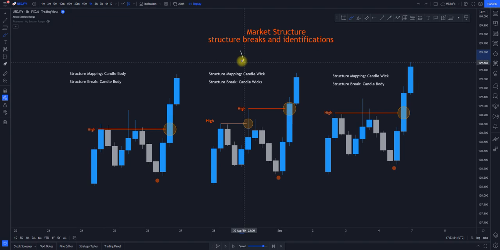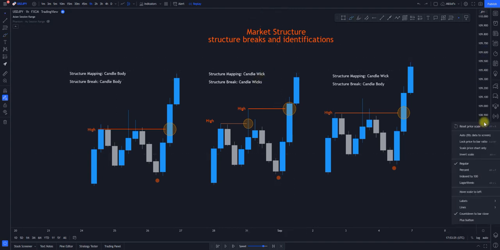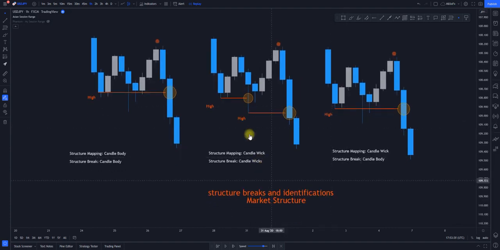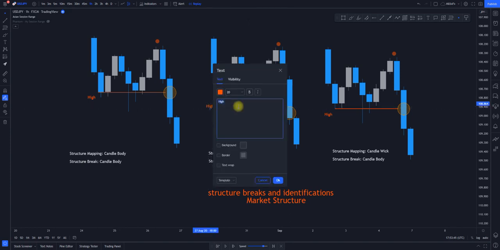So basically this was the buy side, I didn't indicate, right? So this was the buy side when it comes to structure mapping, right? And now we are going to the sell side when it comes to structure mapping. Let me just invert this real quick. So now we are at the sell side of structure mapping. Now we have this one being our low. Let's look at this.